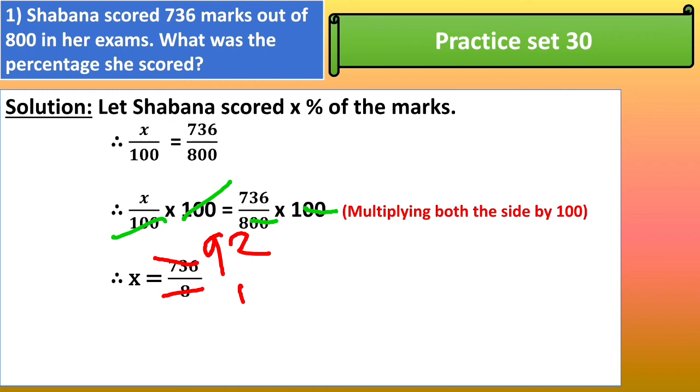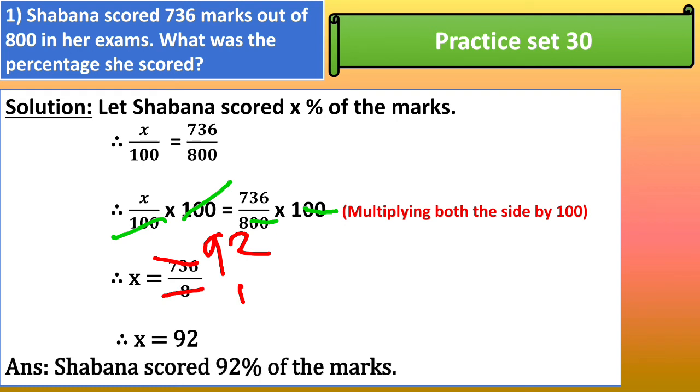8 1 ja 8. 8 9 is 72. But we have 73, one more. So we will get to the next number. It became 16. We were taking the 8 table. 8 1 ja 8. 8 2 ja 16. So the value of x came how much? 92. It means Shabana scored 92% of the marks.